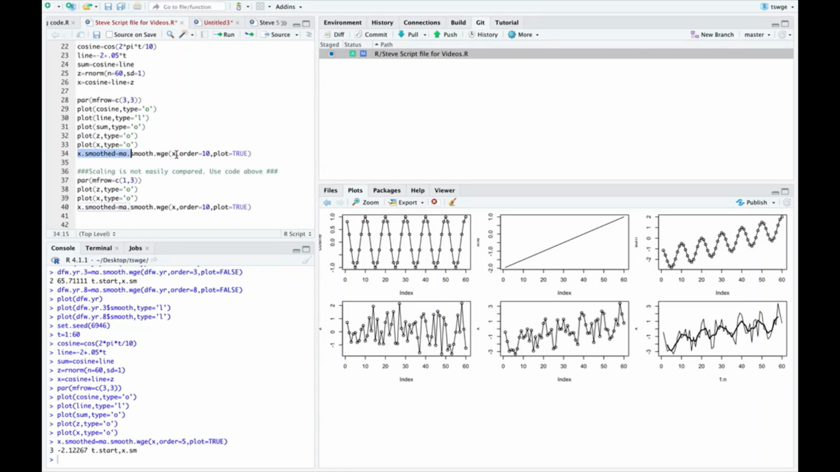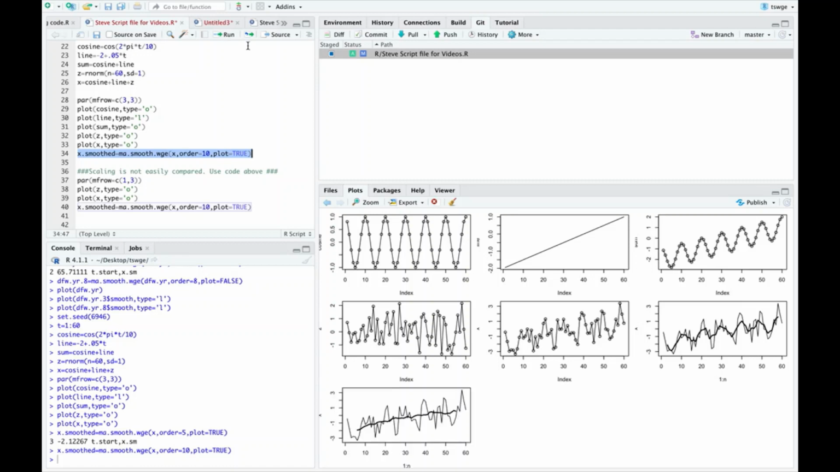Watch what happens when we run the command with order of 10. Now the smoother has no cyclic behavior in it at all, and it's just left us with the trend, which looks a lot like plot B. Now, why did it work for plot G and not for plot F?